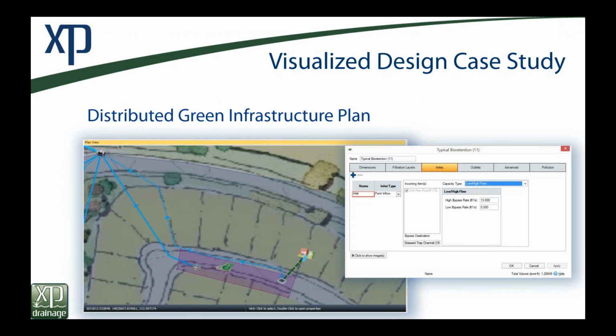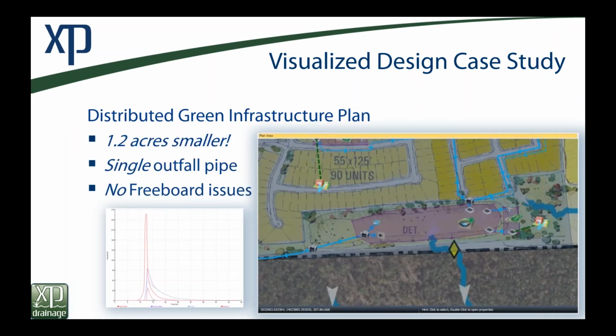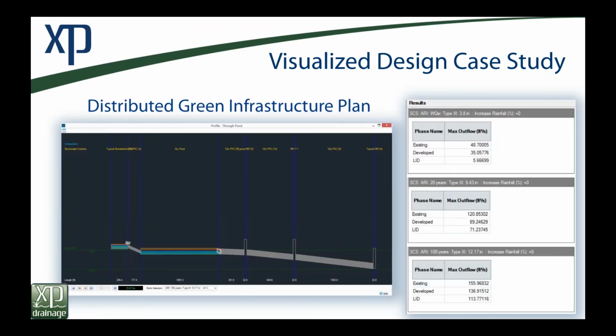Okay. So with this incorporating this green infrastructure, we looked at a little over an acre, a smaller size of that pond, only a single outfall pipe, and no freeboard issues. Okay, so pretty significant difference across this site. You can see here's a cascade from one of our rain gardens down into the pond, and then through the end of our trunk system.